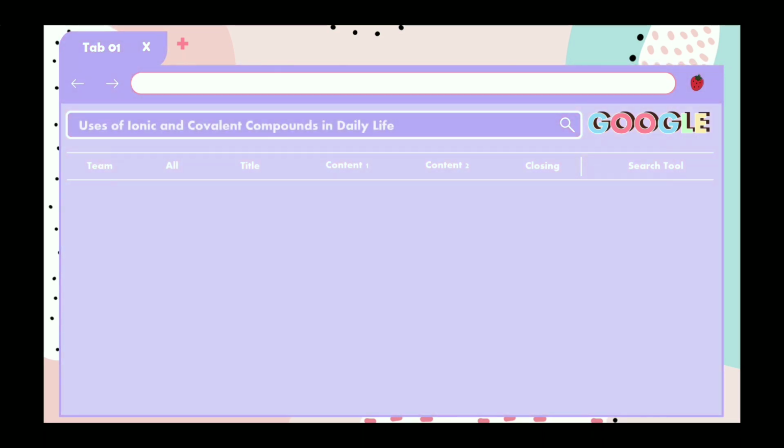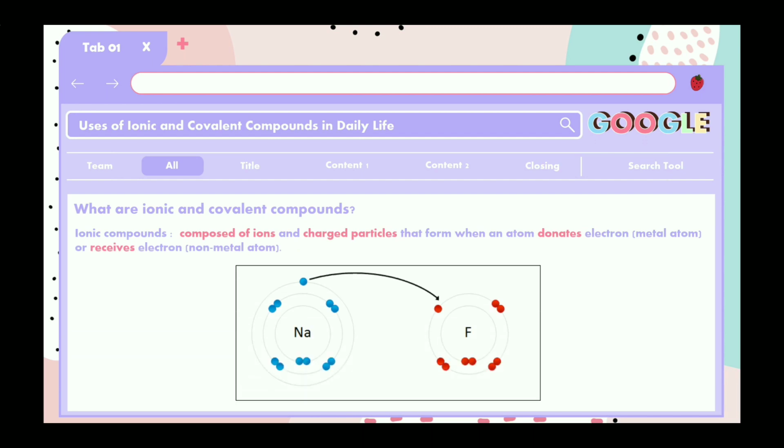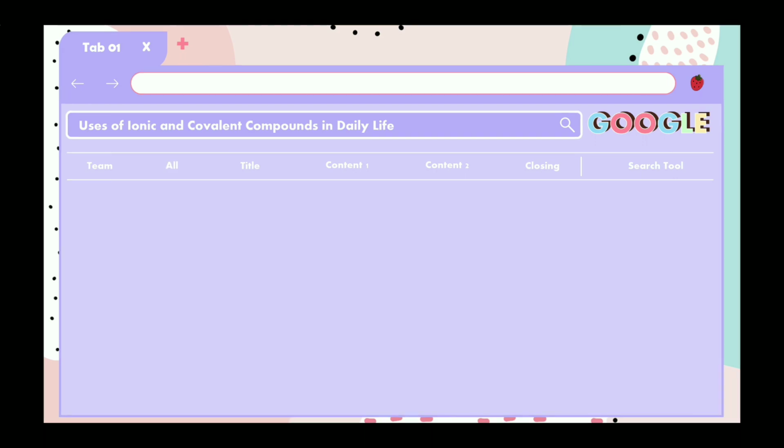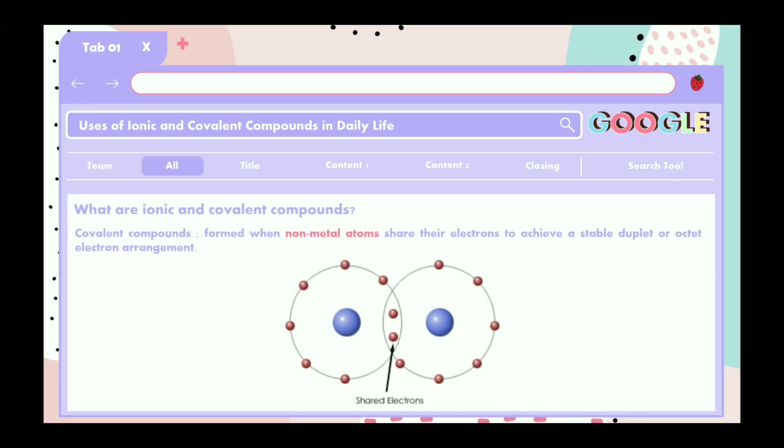So, what are ionic and covalent compounds? Ionic compounds are composed of ions, charged particles that form when an atom donates or receives electrons. Covalent compounds are formed when nonmetal atoms share their electrons to achieve a stable duplet or octet electron arrangement.